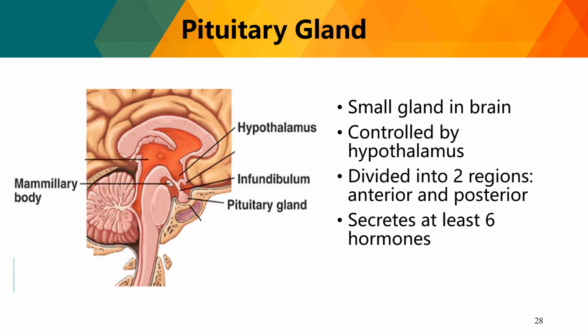So let's go now to the different glands that are responsible or that are included in your endocrine system. So the first gland that we will be discussing is your pituitary gland. So the pituitary gland is actually found in your brain. It is a small gland found in your brain. Ito yung makikita nyo dito na parang para siyang nakalaylay. Okay, ayan. So it is actually controlled by your hypothalamus, and it is divided into two regions. So you have the anterior and you have the posterior pituitary glands, and it secretes at least 6 hormones.